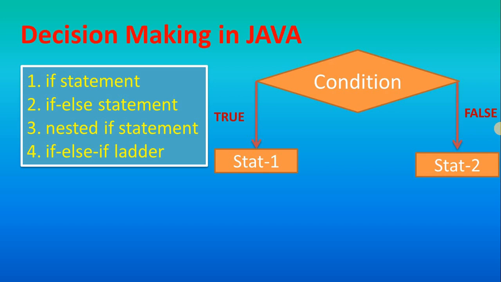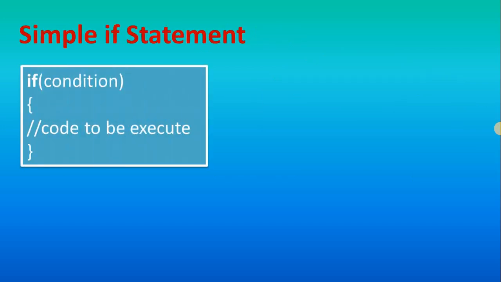Suppose you want to find out whether a number is even or not. Then either the number will be even or it will be odd. In such a case, you have to use a condition in the program. So here I will first explain the if statement, and for the if statement, first you should know the syntax.